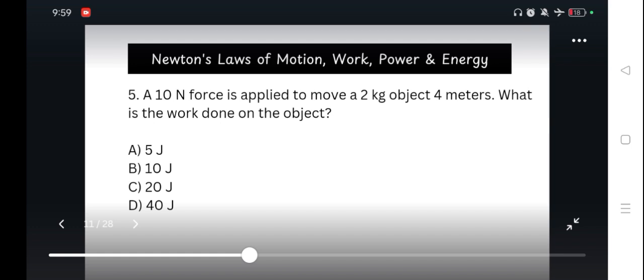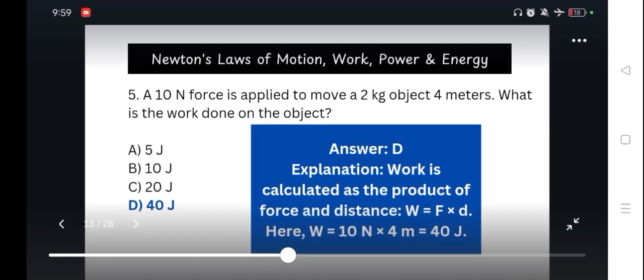And the answer here is, since we are given a force of 10 Newton, a mass of 2 kilograms, and a displacement of 4 meters, our answer here is 40 joule. So why 40 joule? Since work is equal to the product of force and displacement or distance, we can simply substitute the force, which is 10 Newton, and the displacement, which is 4 meters. Multiplying both, we get 40 joule.